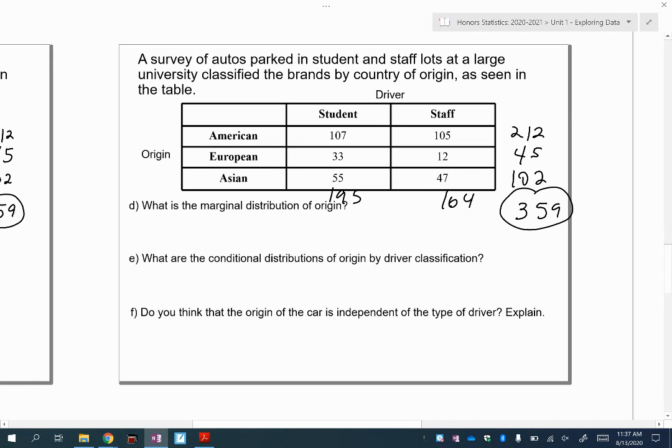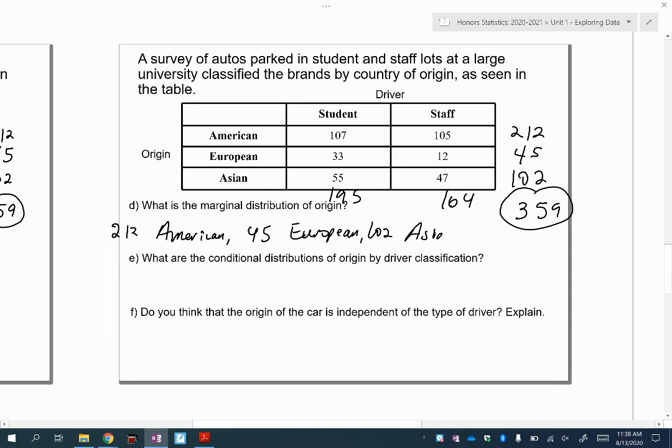All right, so in letter D, it says, what is the marginal distribution of origin? Well, we already calculated that before we even did any problems. The marginal distribution of origin is going to be the numbers. If you start with origin and move to the right into the margins, you'll see 212 are American, 45 European cars, and 102 Asian cars.